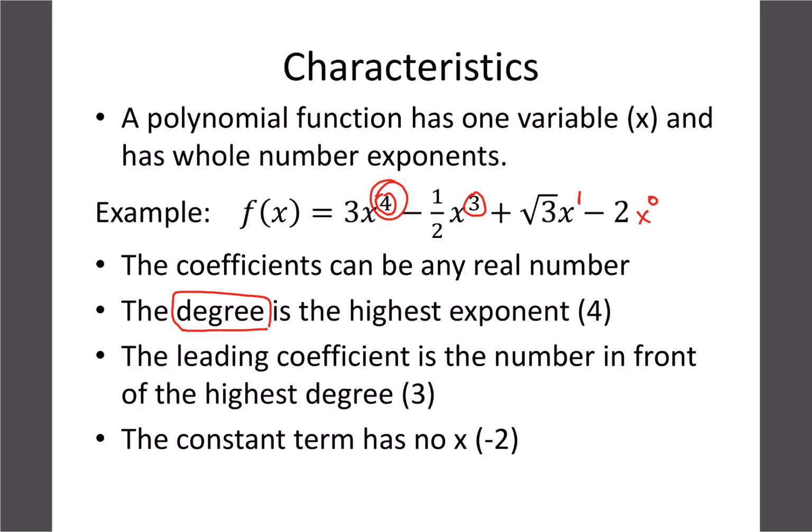The leading coefficient is the number in front of that highest degree term. So in this case, the positive 3 in front is our leading coefficient. We don't really care so much what the number is, but whether it's positive or negative is going to make a difference. And the last thing we want to identify is our constant term, which is the very last term in this case, negative 2. It has no x value. And that constant term, if we remember from earlier math, is going to give us the location of our y-intercept.